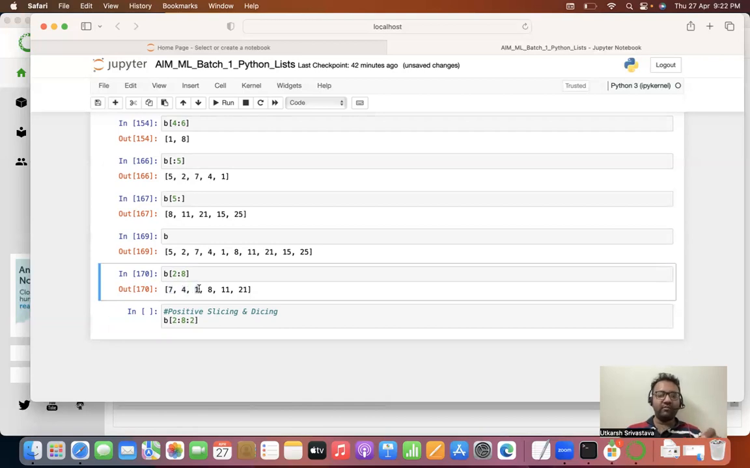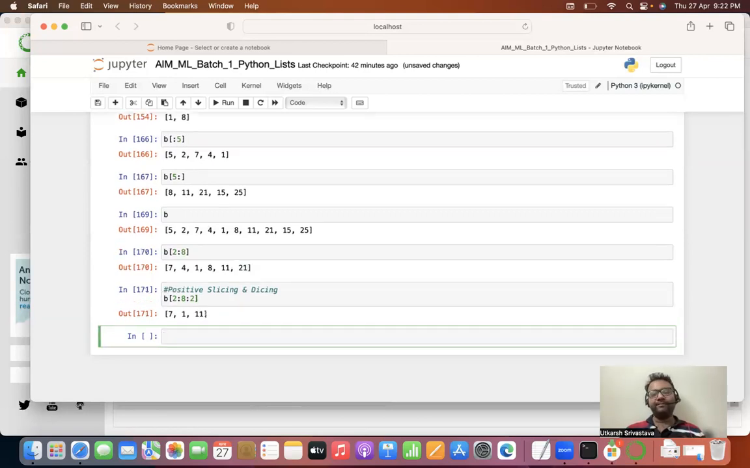Then 2 again, your pawn is sitting on 1. Similarly, 1, 2, your pawn is placed on 11 now. And you don't have any data after that. So it will print what? It is going to print 7, 1, and 11.